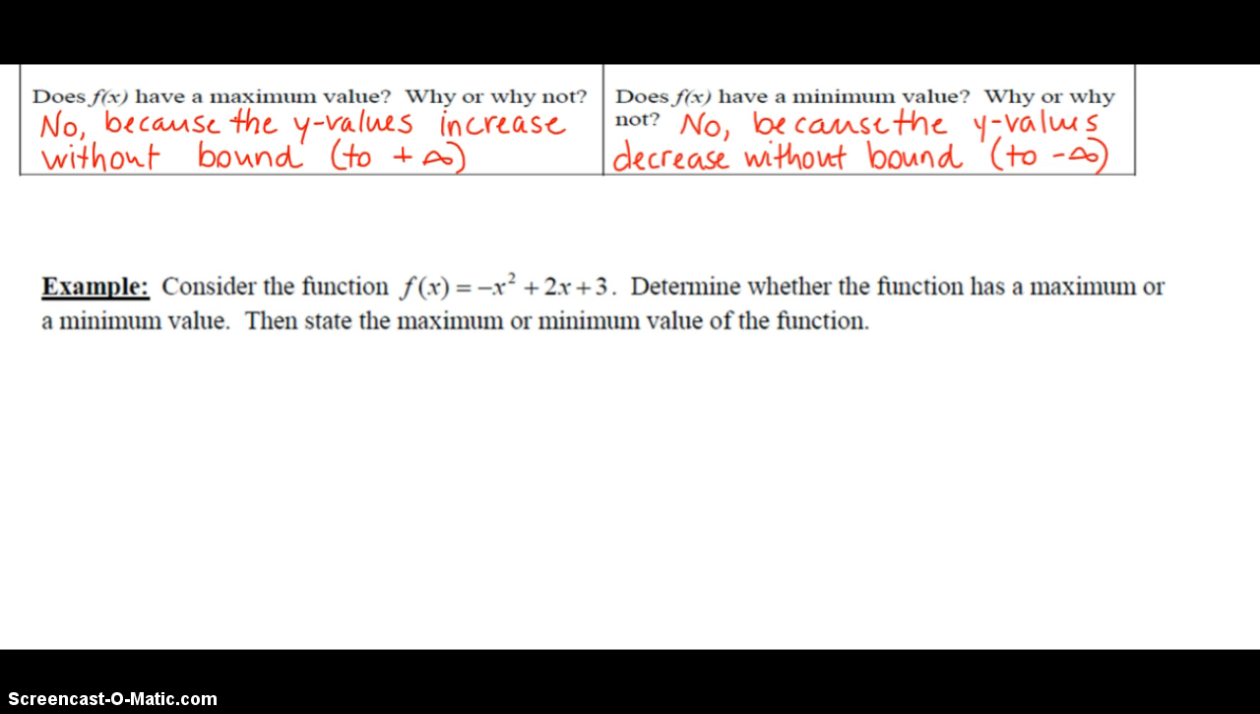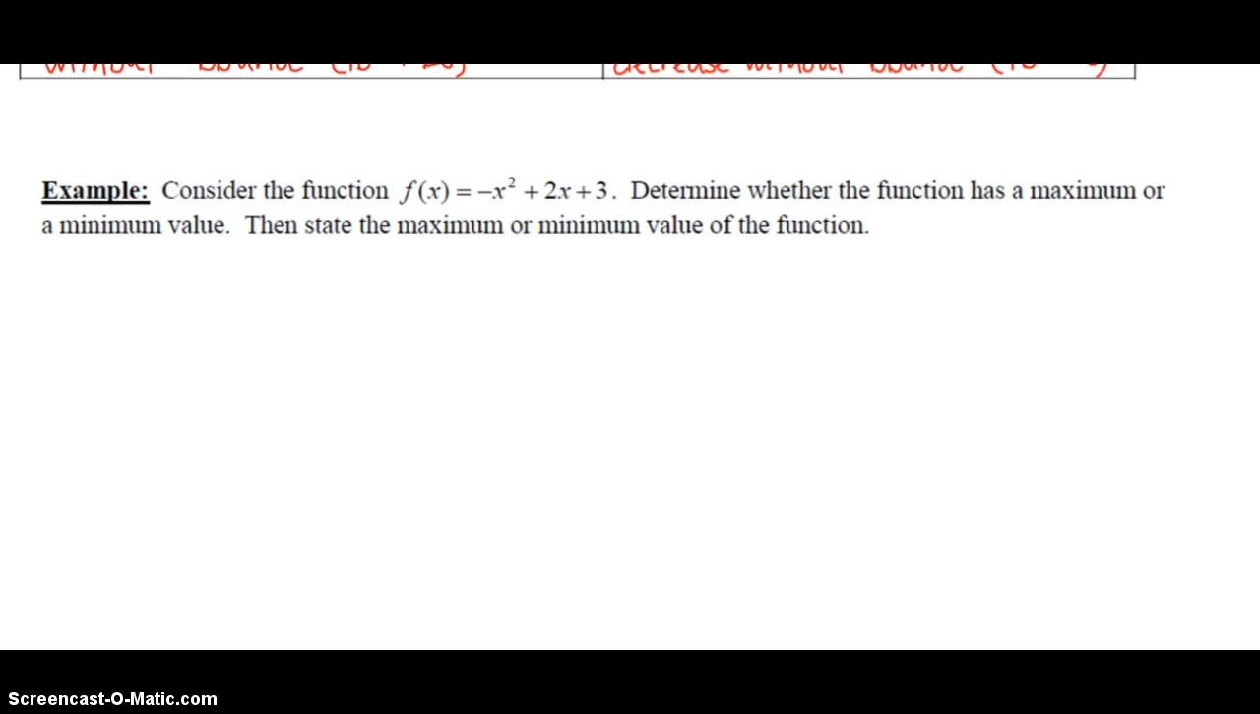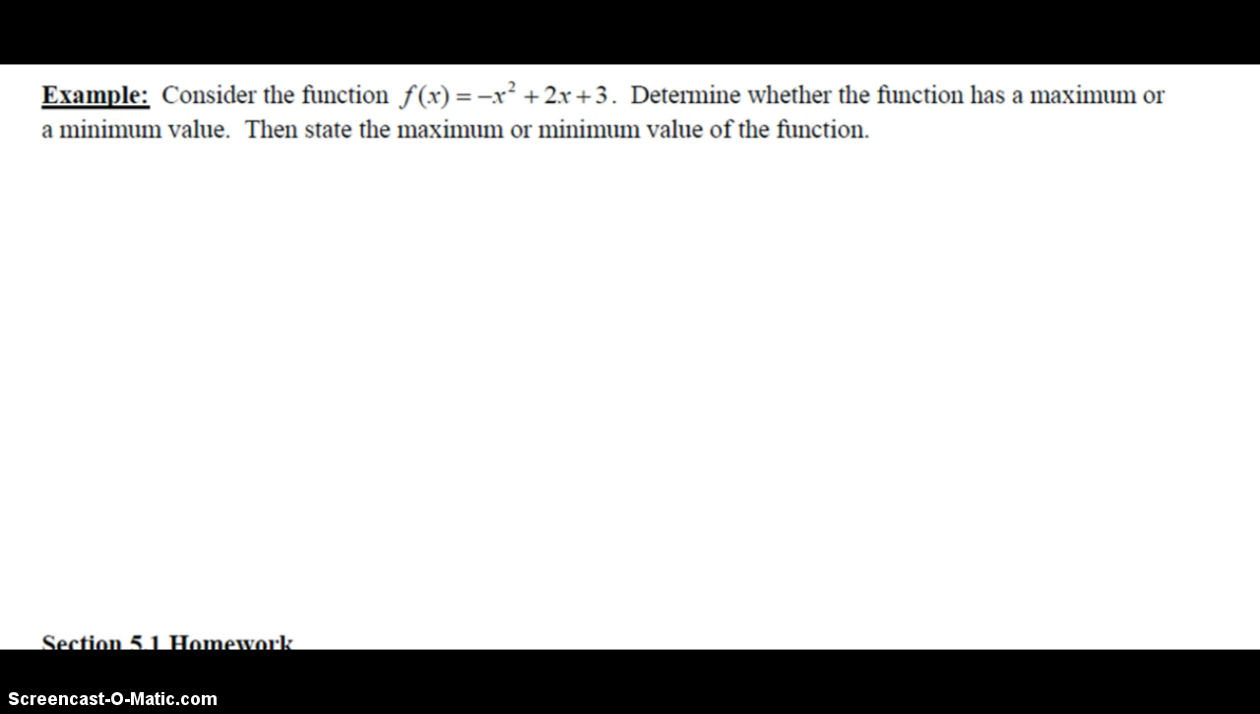Does f of x have a maximum value on that upward facing parabola? The answer is no, because the y values increase without bound. They keep going to positive infinity. And similarly, when a is negative and we have a downward facing parabola, there is no minimum value because the y values decrease without bound to negative infinity. We've got another example, and I'd like you again to pause the video, work on this example, and then check your answers when you turn the video back on.